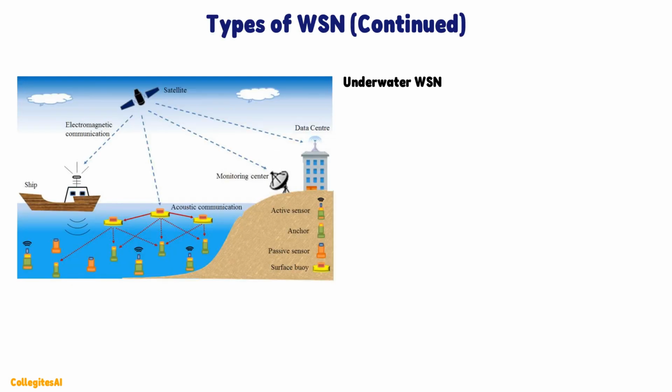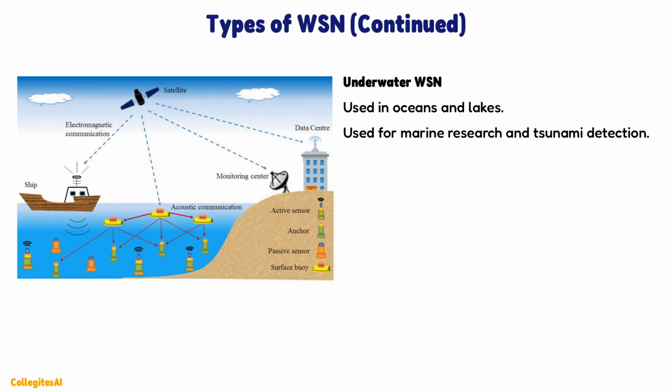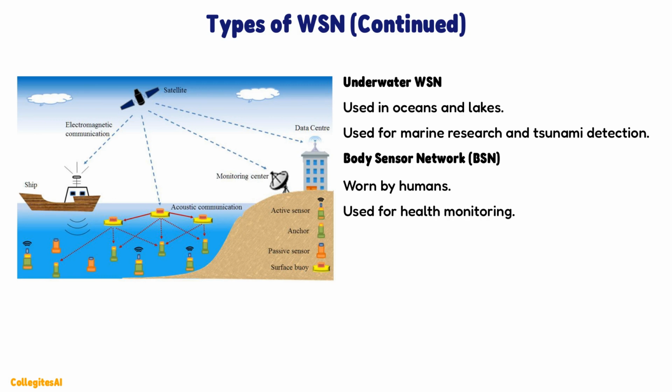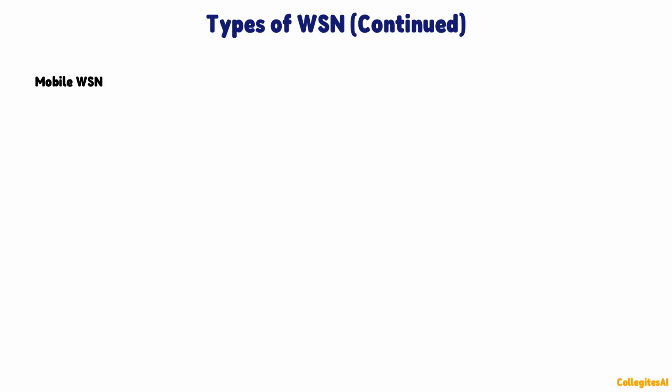Continuing our exploration of WSN types, we have underwater WSNs, which are deployed in oceans and lakes for marine research and tsunami detection. Then there are body sensor networks, or BSNs, which are worn by humans and used for continuous health monitoring. Lastly, we have mobile WSNs, where the sensor nodes are capable of moving dynamically. These are often used in robotic sensor networks, allowing for flexible and adaptable data collection in dynamic environments.